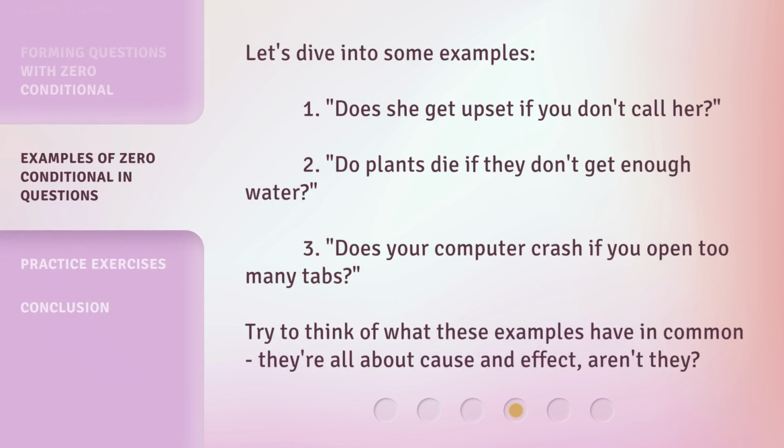Let's dive into some examples. 1. Does she get upset if you don't call her? 2. Do plants die if they don't get enough water? 3. Does your computer crash if you open too many tabs? Try to think of what these examples have in common. They're all about cause and effect, aren't they?